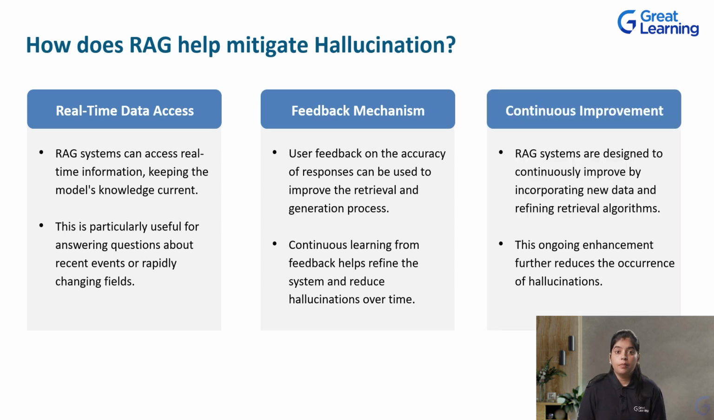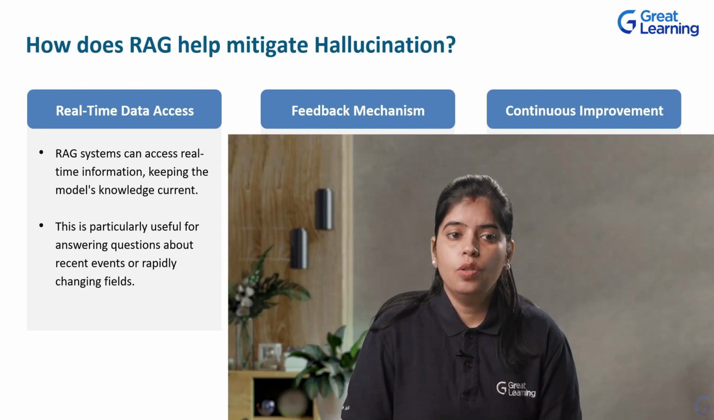Next comes continuous improvement. RAG systems are designed to improve continuously by incorporating new data, up-to-date data, and refining the retrieval algorithm. If you are getting a response and use that feedback loop, it starts refining the retrieval algorithm. If it continuously improves on the information, you will get the accurate outcome in the end. This ongoing enhancement further reduces the occurrence of hallucination. So that's how RAG helps mitigate hallucination.